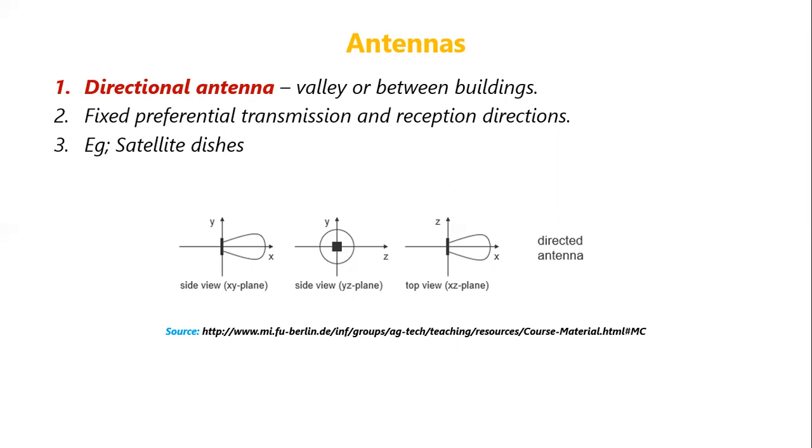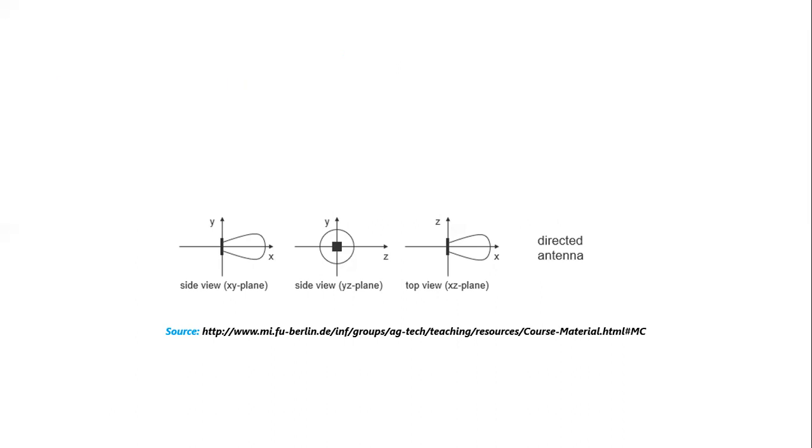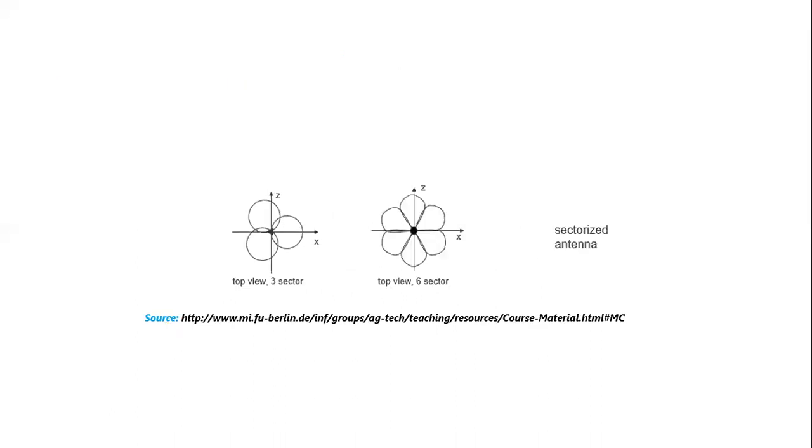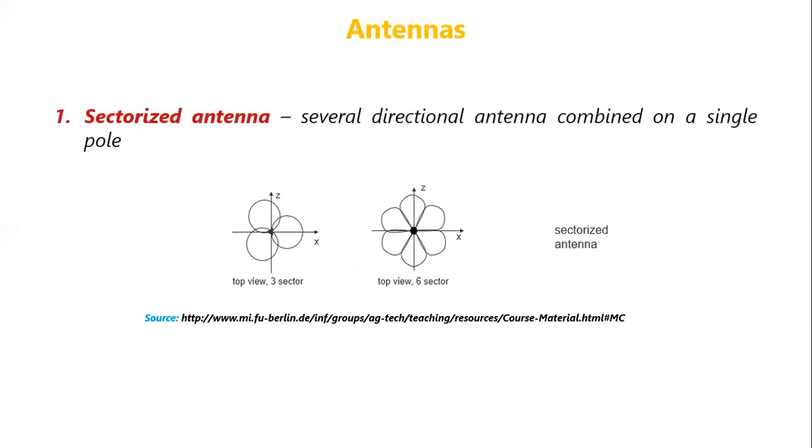So that's it about directional antenna. The next type of antennas that we'll be discussing is called sectorized antenna. So what is a sectorized antenna? Several directional antennas can be combined on a single pole. Such antennas are called sectorized antennas.